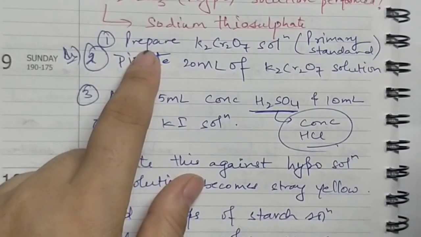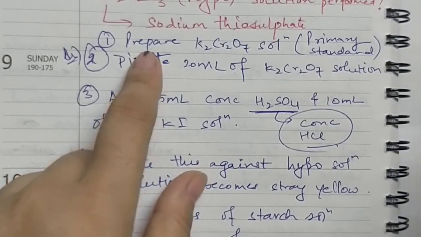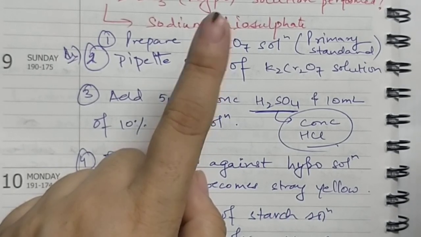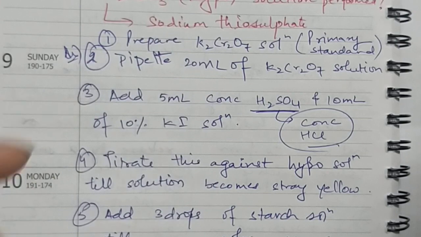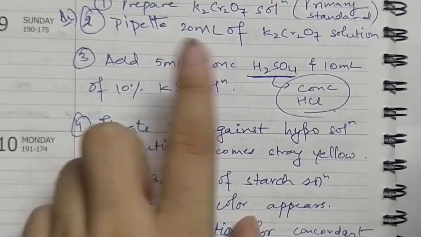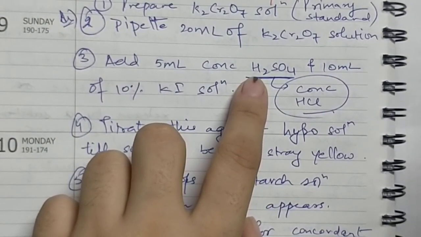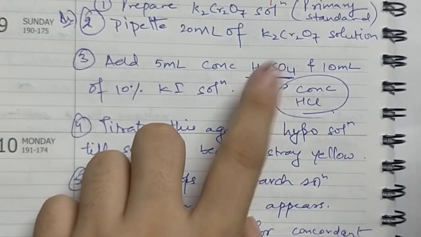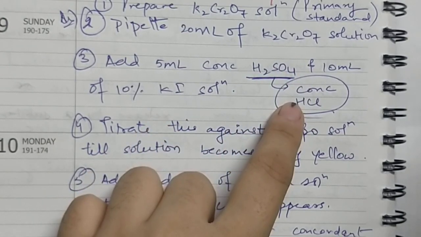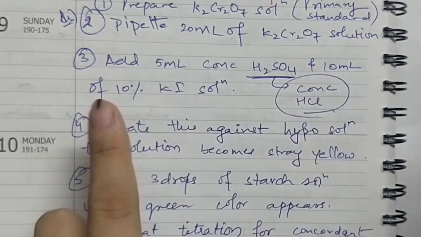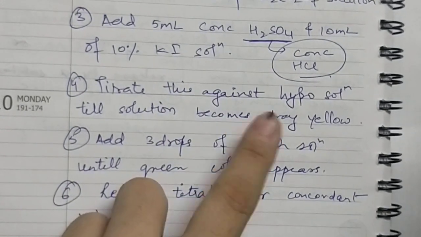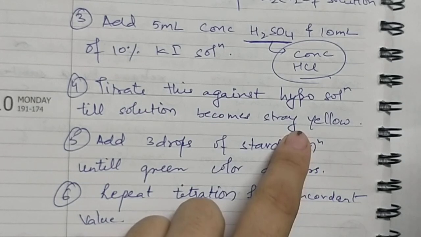First of all, you prepare a primary standard of K2Cr2O7, that is potassium dichromate. Primary standard of potassium dichromate is prepared. 20 ml of this solution is pipetted out. You add 5 ml of conc H2SO4. In acidic media, it is very easy to oxidize iodide to iodine. That's why conc H2SO4 or HCl is added to the media, and 10 ml of 10% KI solution is added. This is titrated against the hypo solution till the solution becomes straw yellow.